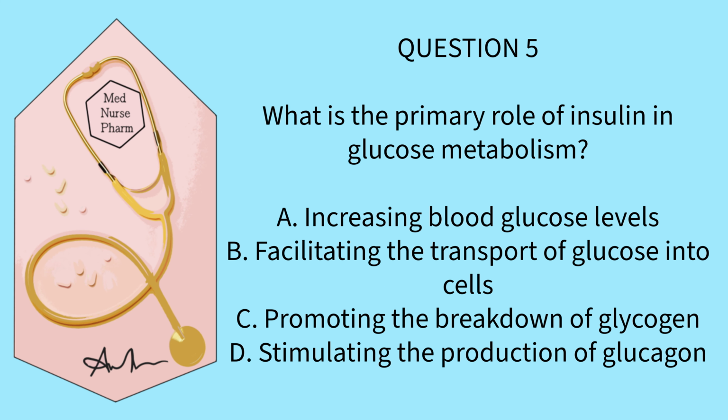Question 5. What is the primary role of insulin in glucose metabolism? Increasing blood glucose levels, facilitating the transport of glucose into cells, promoting the breakdown of glycogen, stimulating the production of glucagon. Pause the video and select your answer.